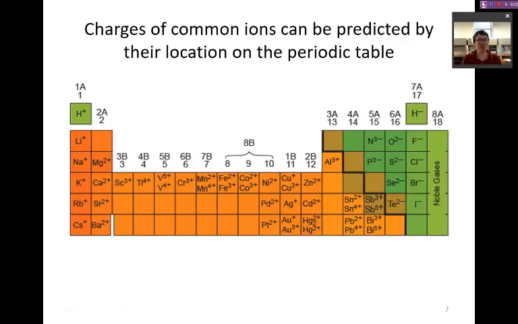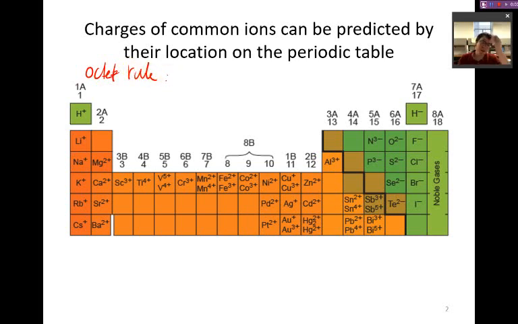So let's first talk about ions in terms of their charges. It turns out that we can predict for many of the elements what ion charge they will have, whether they gain or lose electrons, and what that charge will be. And we can do so based on their location on the periodic table. So this brings up what we call the octet rule.